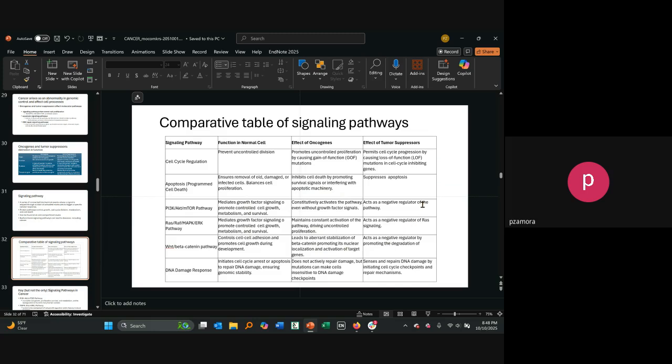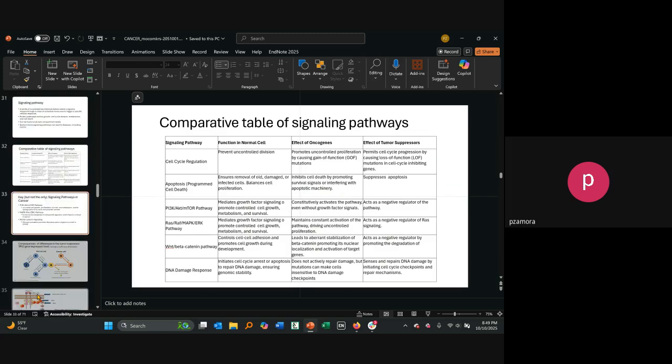Tumor suppressors, on the other hand, are permissive of cell cycle progression. They suppress apoptosis. They act as negative regulators of normal pathways, and so on. But they have specific functions associated with normal cell function and their dysfunction.